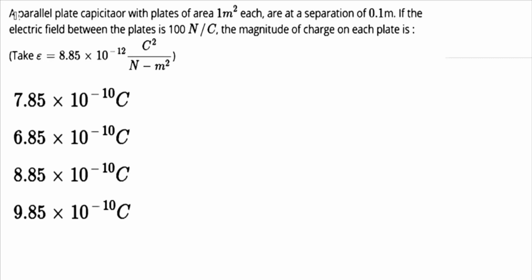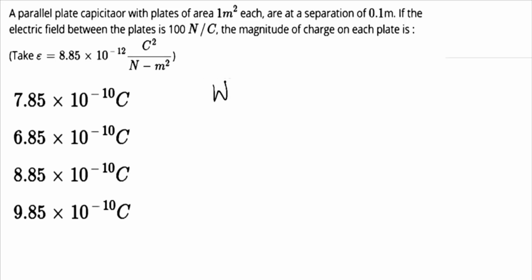Hello everyone, the question says that a parallel plate capacitor with plate area 1 meter square each are at separation of 0.1 meter. If the electric field between the plates is 100 Newton per coulomb, the magnitude of charge on each plate is, taking epsilon equals to 8.85 into 10 raised to power minus 12.